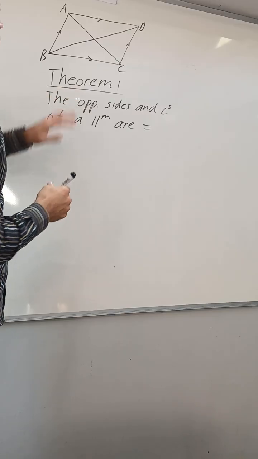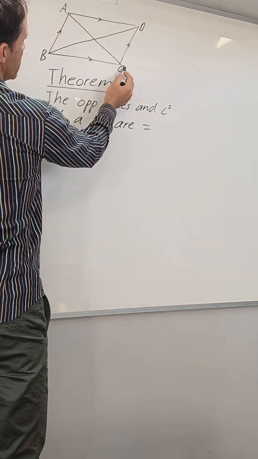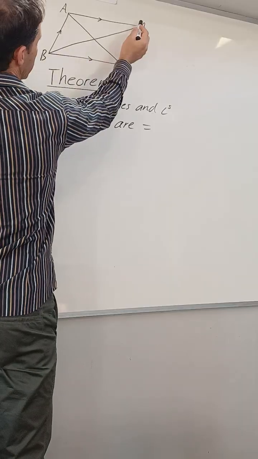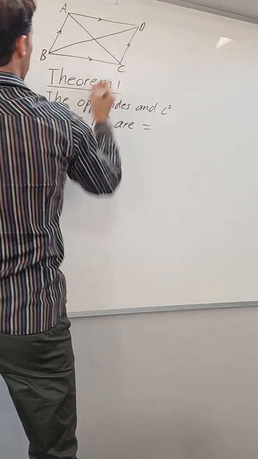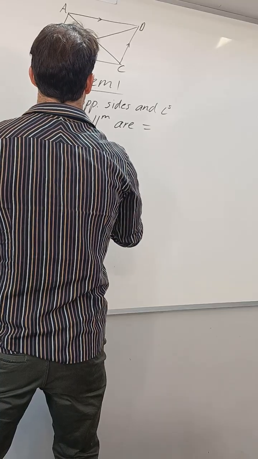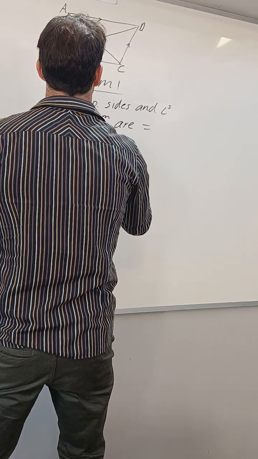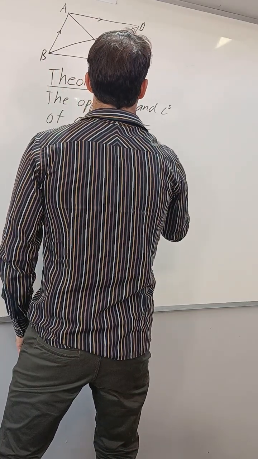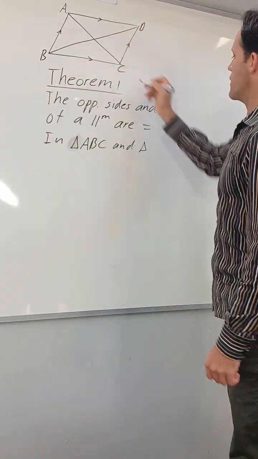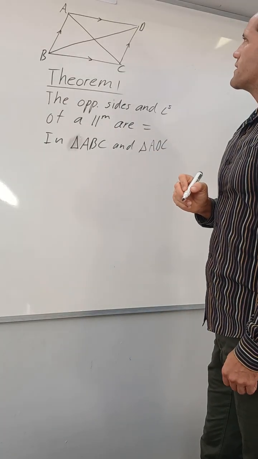You can say, okay, let's look at triangle ABC and triangle ADC. Let's focus on those two. Let's say in triangle ABC, and triangle ADC, that one. In those two triangles, what can we say?